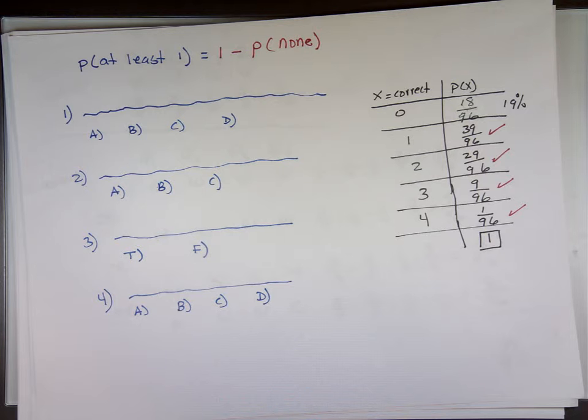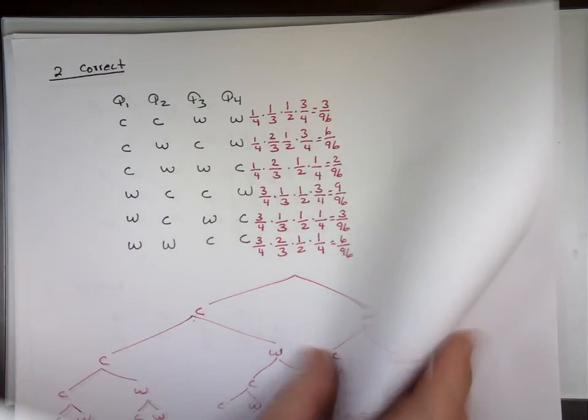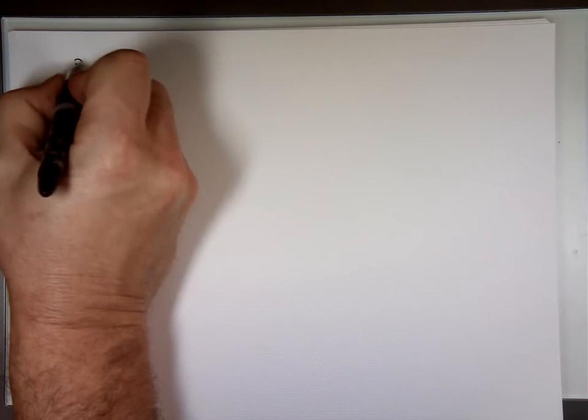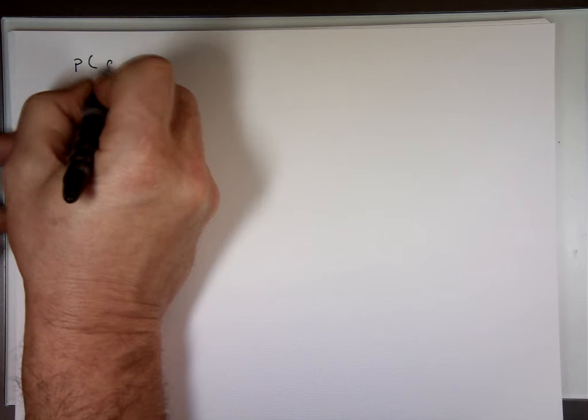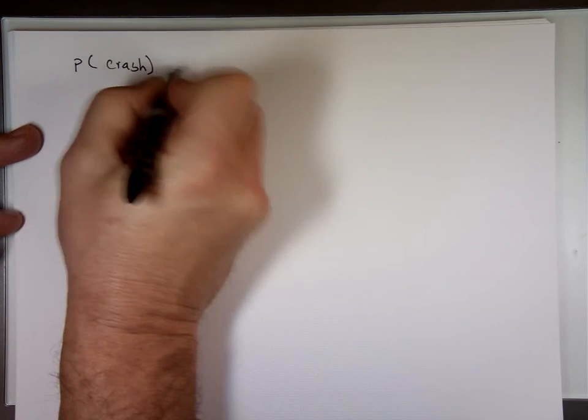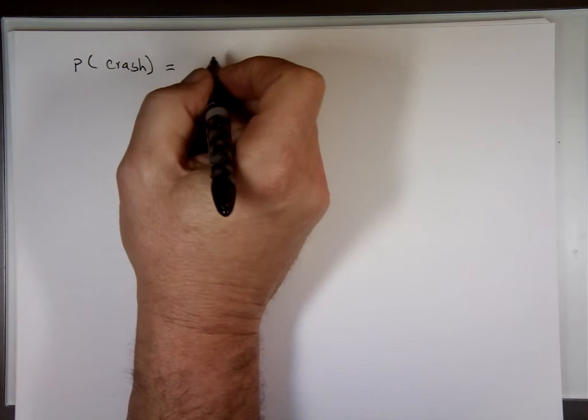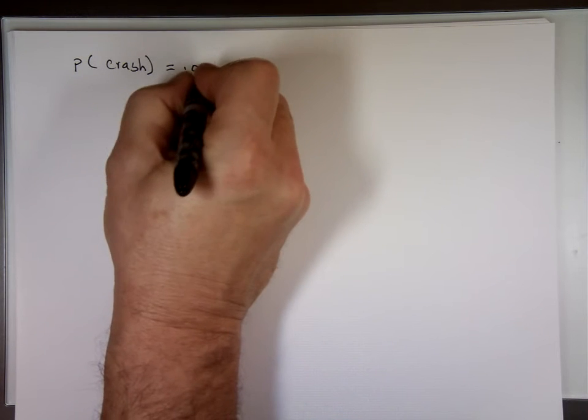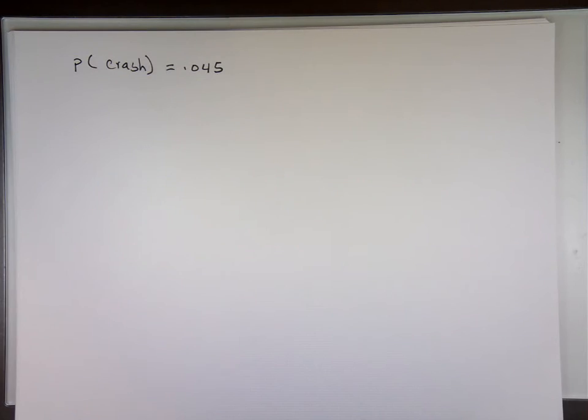I saw an article yesterday. It says the probability of having a car crash is 0.045, which is 4.5%. Someone to crash their car.